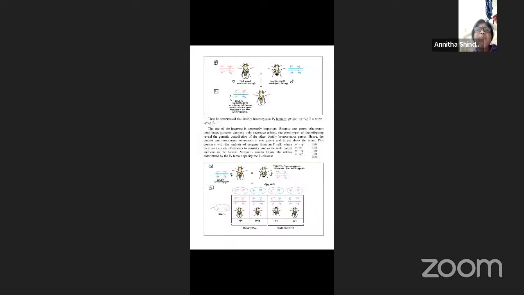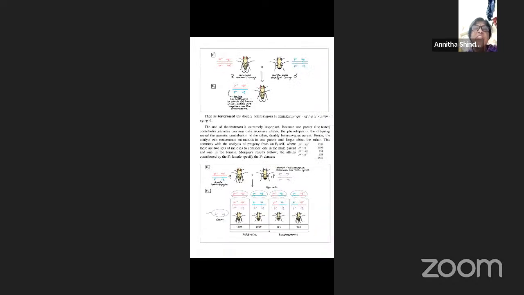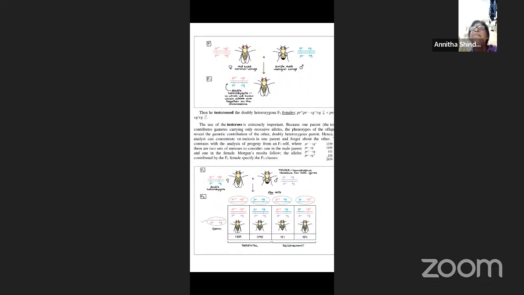So first was the pea plant, and later was Drosophila melanogaster. They took different characters, like the color of the eye and the shape and color of the body, and they crossed them. They not only gave us information regarding the F1 and F2 generations, but they also told us about what happens when we go for the test cross.